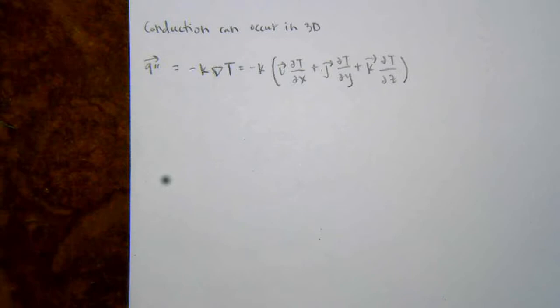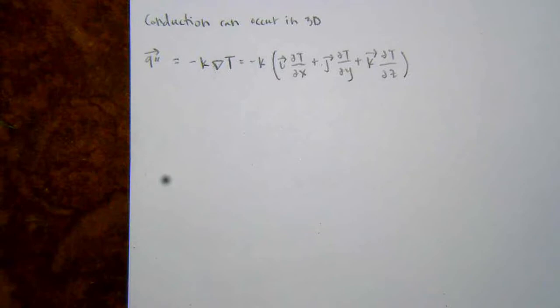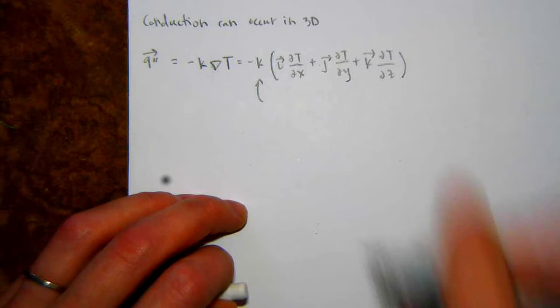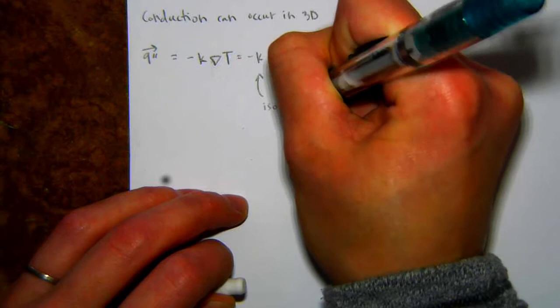So that means that its properties do not vary in space. So we can pull K out of the derivatives. And that's going to be an assumption that we're going to make in this class. So by having K be a constant, we can pull it out of the derivative. And that's assuming that the material is isotropic.